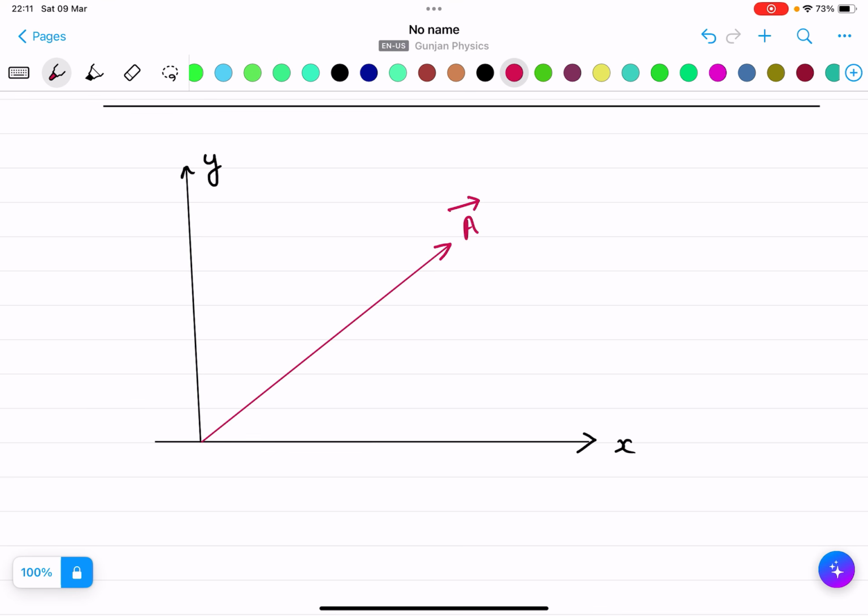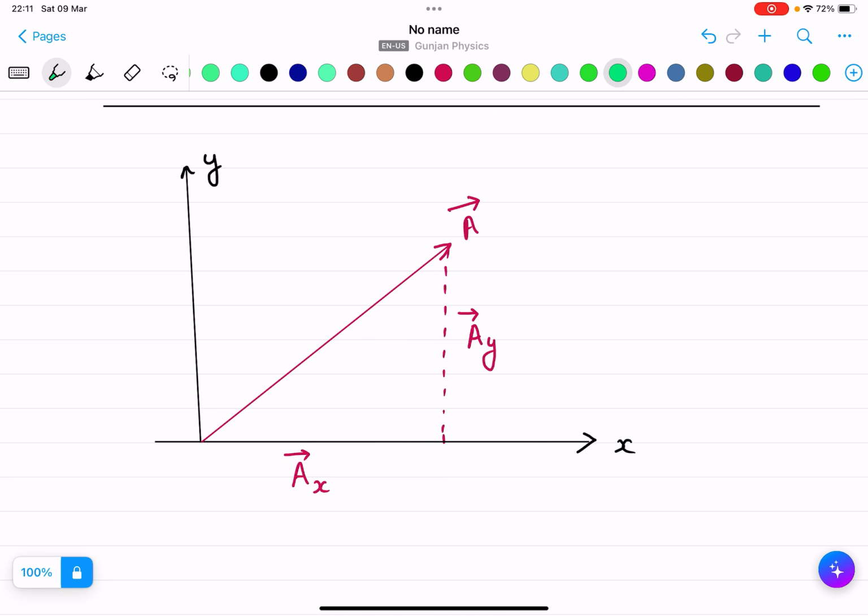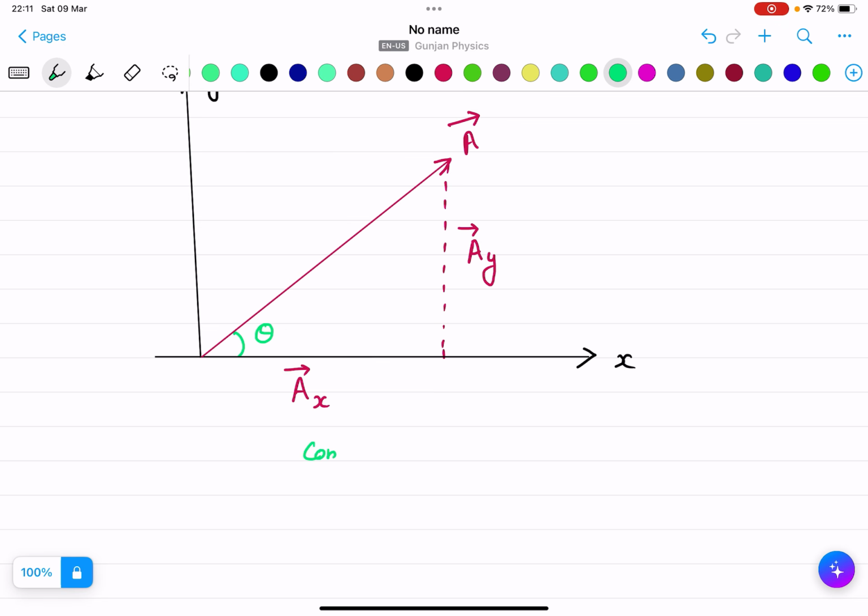And so if it is a vector A, then what will happen? This will be A y here, right? And what will be this space? This will be A x, right? Which has some direction. We have studied this before also. Suppose this is making an angle theta with the x-axis, right? So I can just say it is the components of a vector.